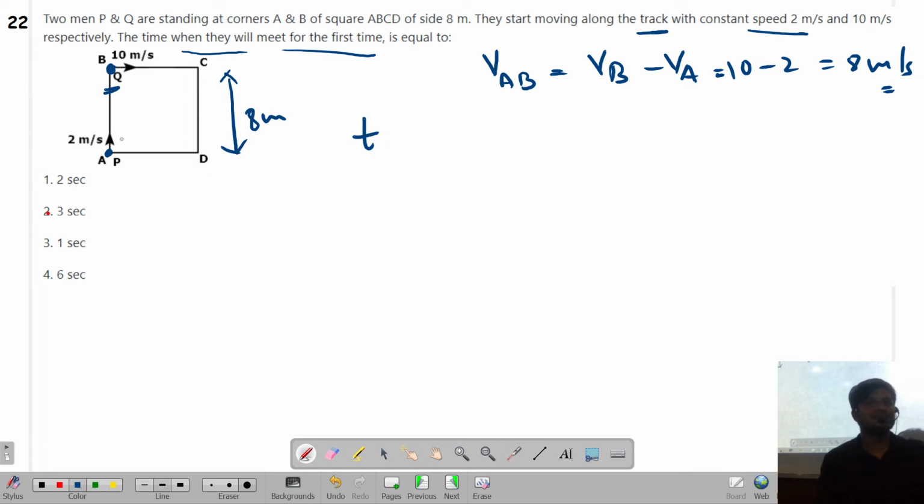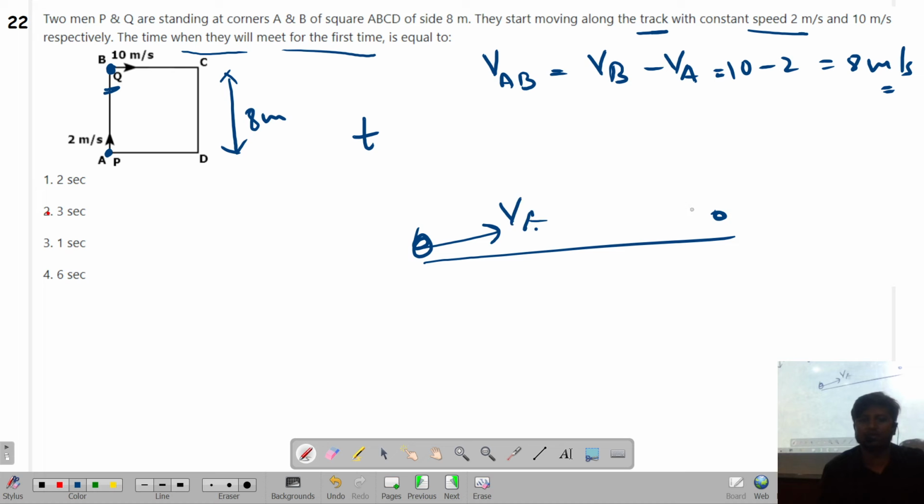If these particles have the relative speed, you try to understand. One day I told you, let's suppose two cars are there, one over here and one over here. This is velocity of A, this is velocity of B. And the distance between them is how much? Do not overthink, look over here. This distance is X, yes or no?